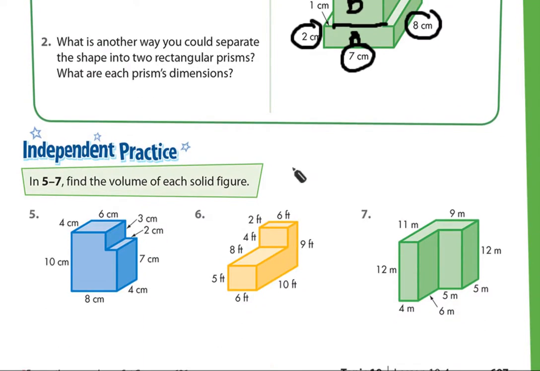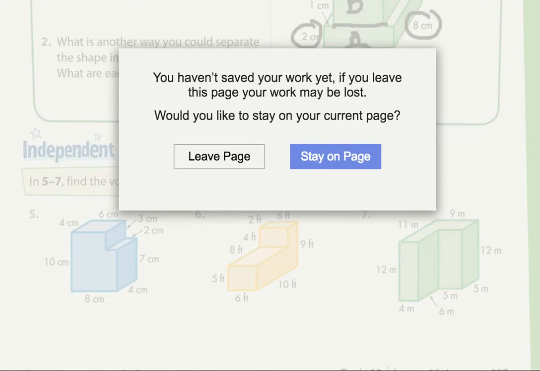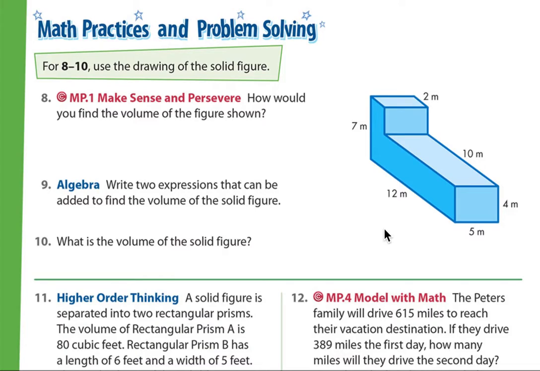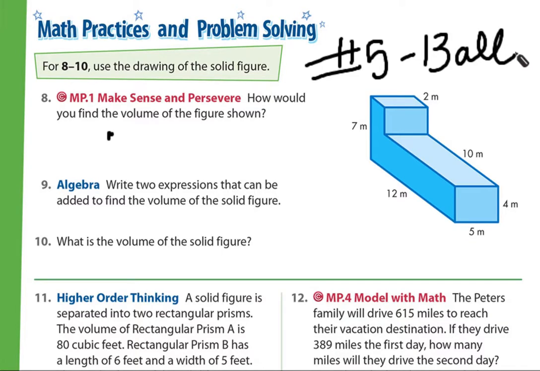All right, so today what I want you to finish, I think you'll probably do 5 through 13 all. So I'll write that right up here, and I'll also write it on Google Classroom so you know your assignment for today. Numbers 5 through 13 all.